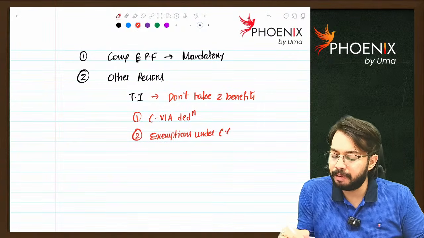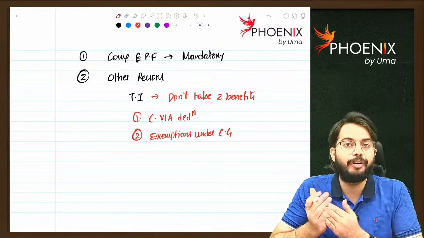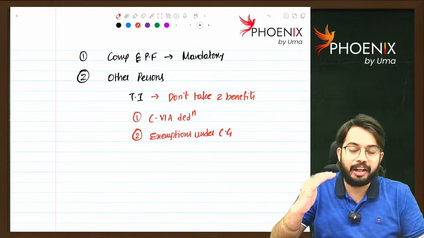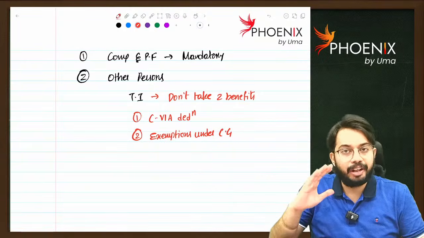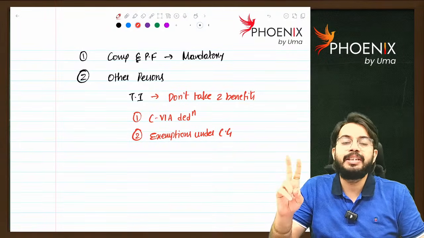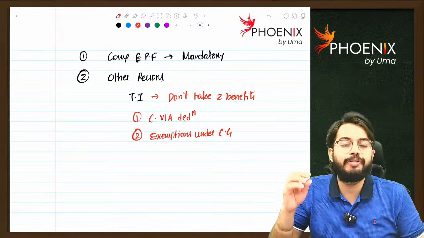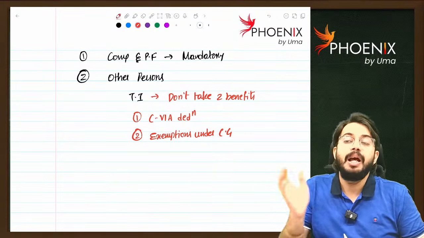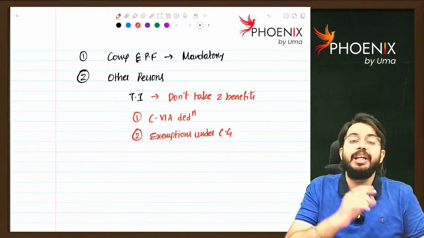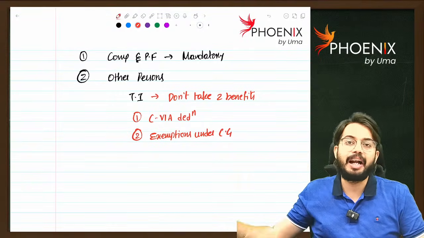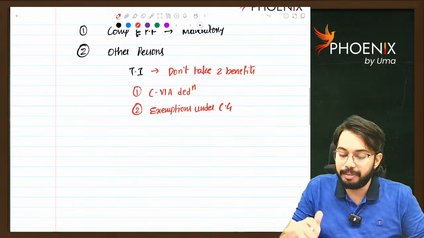You know, 54, 54B, 54D, 54EC, 54F. So you will calculate total income. When you are calculating total income, don't claim Chapter 6A deductions, and don't claim Section 54, 54B, 54D, 54EC exemptions. Okay, don't claim these two benefits. Before claiming these two benefits, if your total income is more than the basic exemption limit, then you are mandatorily required to file ITR. Are you able to understand?